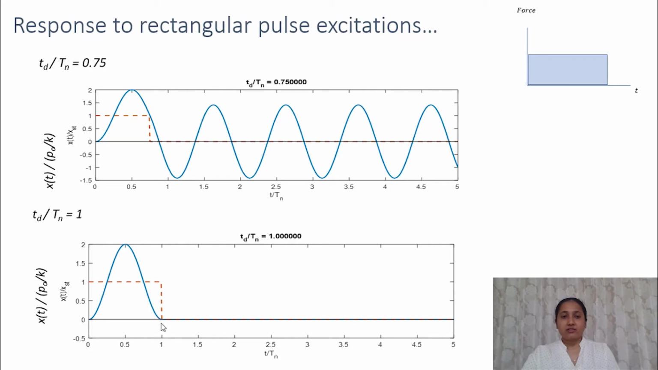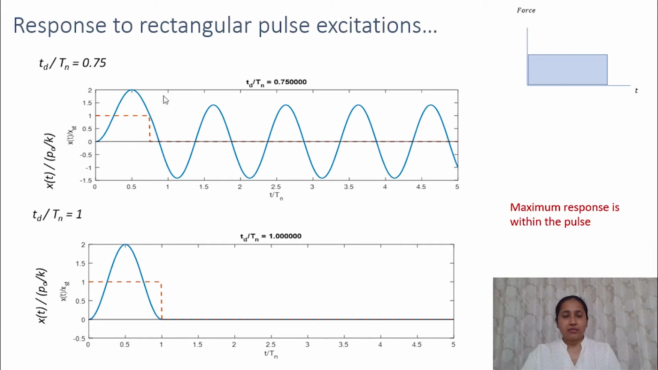So that is when the pulse stops. So the initial conditions for the free vibration phase are 0. Because of that, there won't be any free vibration. So this just oscillates once and stops there. The response will be there only during the pulse, that is during the forced vibration phase. There won't be any free vibration for this particular case. So that is when Td by Tn is equal to 1.